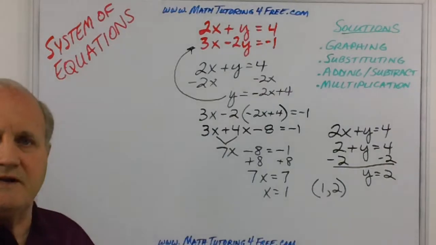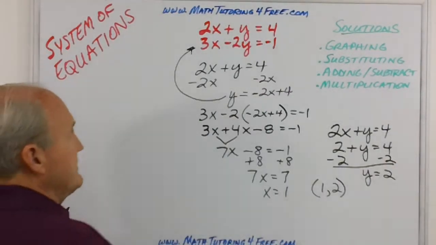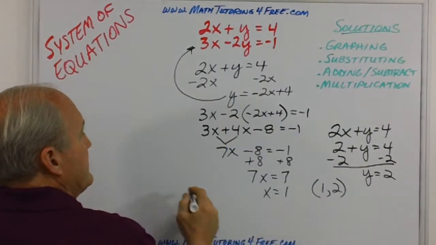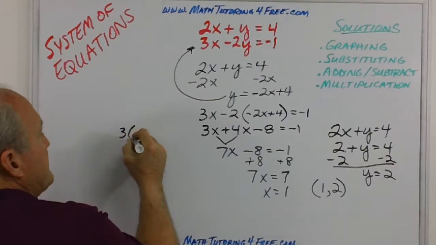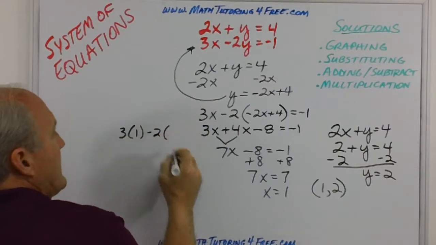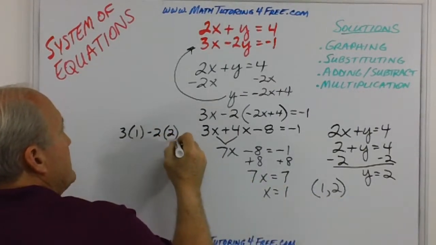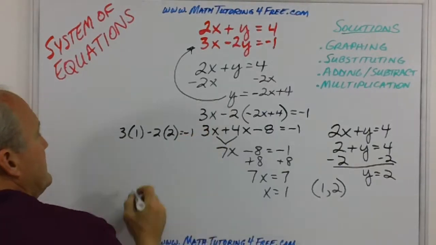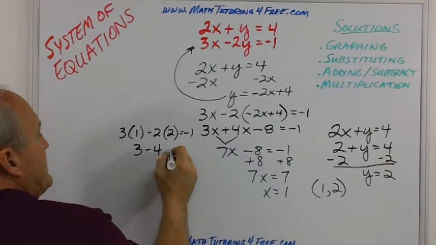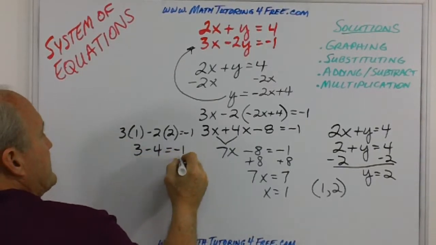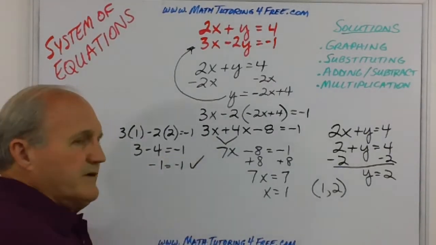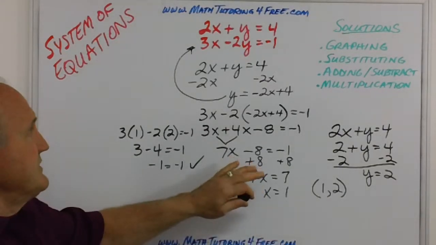Can we be sure that's the right answer? Well, let's take those values, substitute them back into the second equation, and see if we have a good solution. 3 times x, and we said x is equal to 1, minus 2 times y, and we said y was equal to 2. Is that equal to negative 1? Well, we get 3. Negative 2 times 2 is negative 4. Is 3 minus 4 equal to minus 1? Yes, it is. Minus 1 is equal to minus 1. So it checks. So this is a form of substitution.